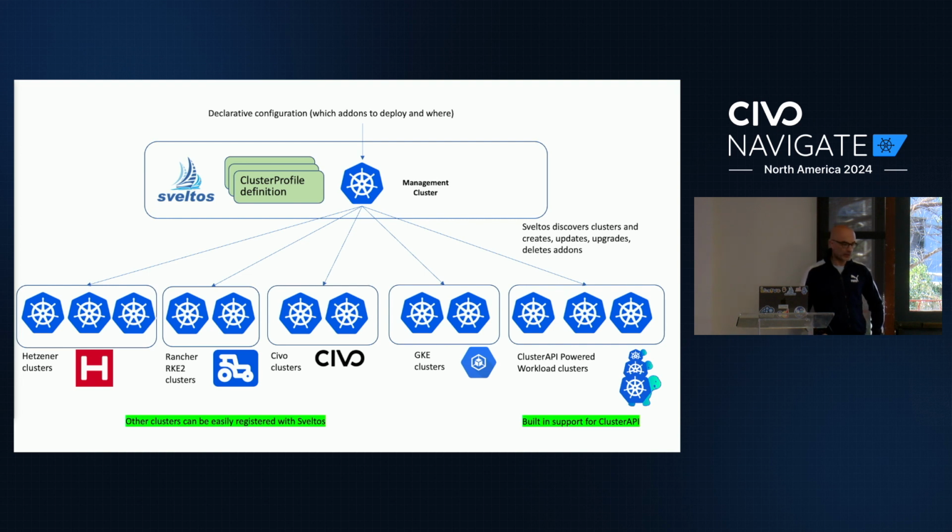If you're using Cluster API to create clusters on demand, Sveltos has built-in support for Cluster API. So automatically, when you create a cluster with Cluster API, Sveltos detects this cluster and, based on the labels, decides which add-ons need to be deployed. But if you have any other cluster, a Civo cluster, GKE, any other type of cluster, you can simply register it with Sveltos. The only thing you need to do is make sure that there is network connectivity from the management cluster to the managed cluster. And at that point, Sveltos will manage add-ons in those clusters as well.